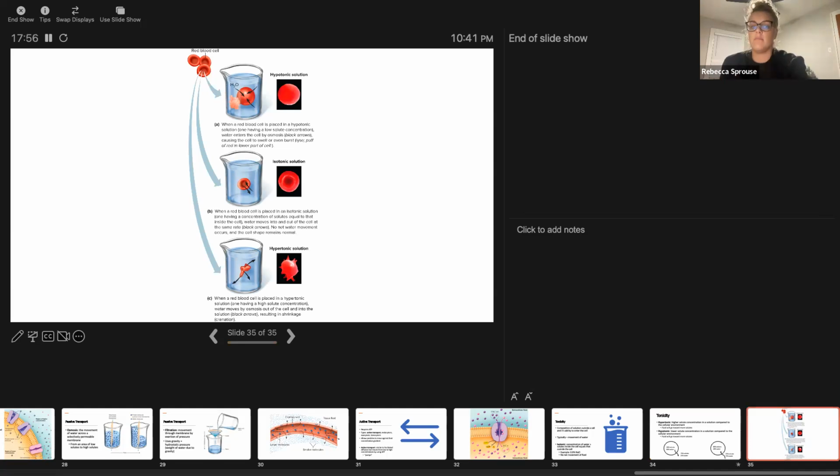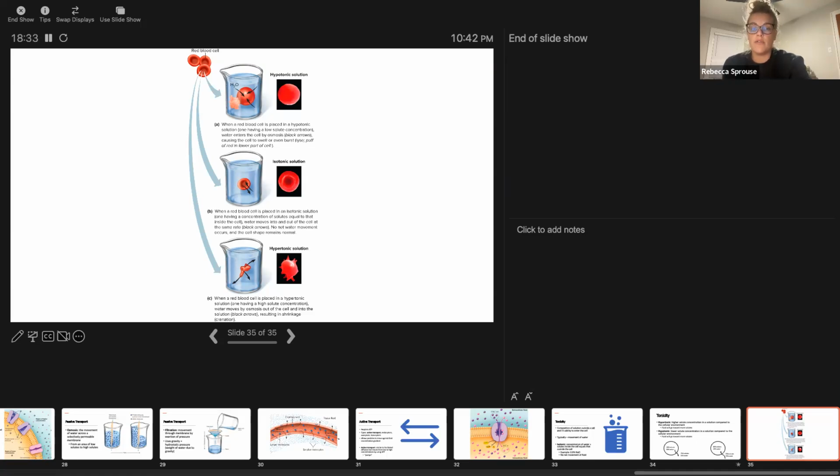So let's look at isotonic first. So let's look at the middle one here. So normally, this is what your red blood cell looks like. It's biconcave, kind of looks like a donut. When that blood cell is in an isotonic solution, so it's in its happy state, your body's balanced, the solute concentrations are equal in the cytoplasm of the cell to the outside environment, which in this case would be like blood plasma. And there's no net movement. I mean, you're always going to have movement of things in and out, but it's going to happen at an equal rate that nothing's going to swell or shrink too much.